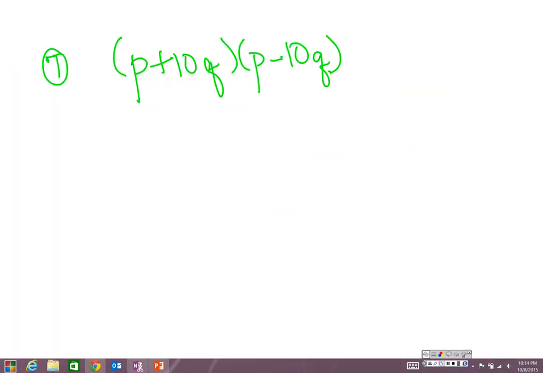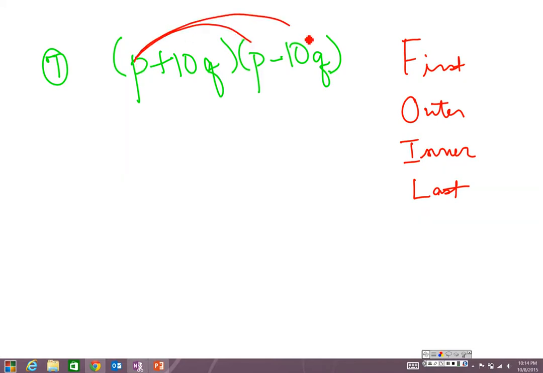Alright, so let's FOIL now. So FOIL, if you didn't know already, F-O-I-L, really just stands for first, outer, inner, last. Not really necessary that you know that. As long as you know you have to use the distributive property. So we're going to multiply P times everything in parentheses first. Alright, so P times P is P squared.